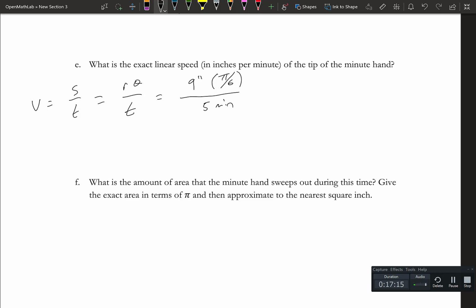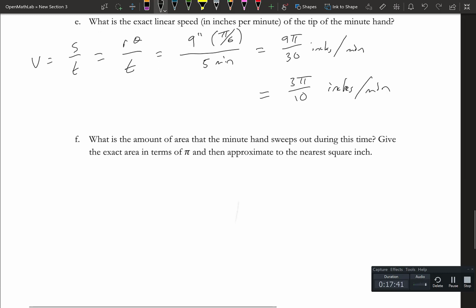Again, simplifying this, you end up getting 9 pi over 30 inches per minute, which is equal to 3 pi over 10 inches per minute. We can divide top and bottom by 3. So that's the exact linear speed.